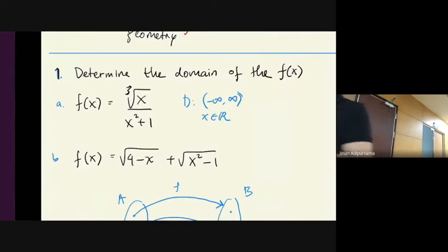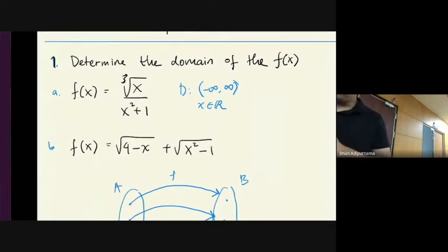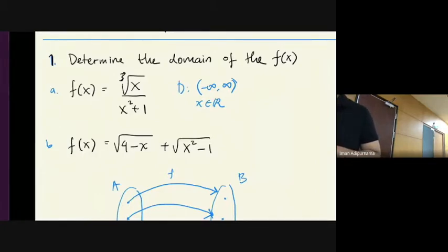But the second one has square roots. So we have the square root of 4 minus x plus the square root of x squared minus 1. First, we need to make some rules. If you see a square root and you want a real number, you need to make the inside greater than or equal to 0. So everything here should be greater than or equal to 0. Can it be 0? It's okay to be 0, right? So you can do it one by one, here and here.